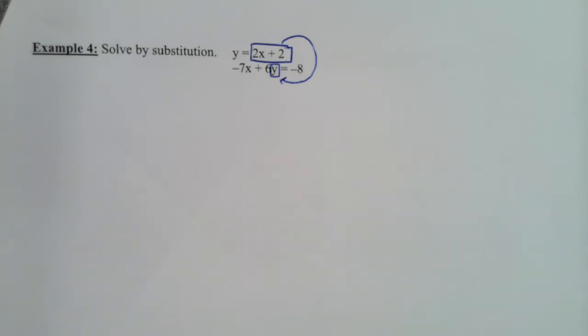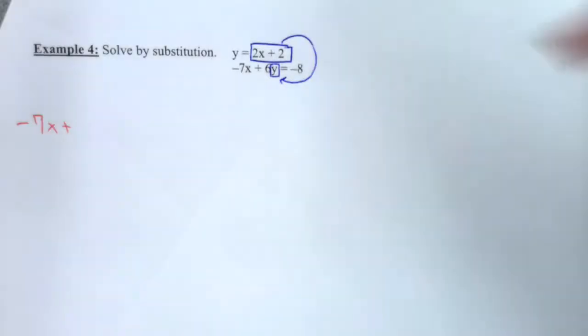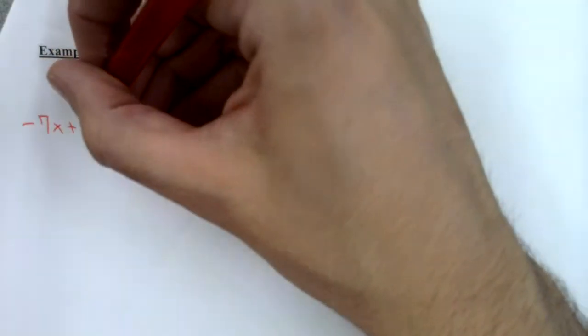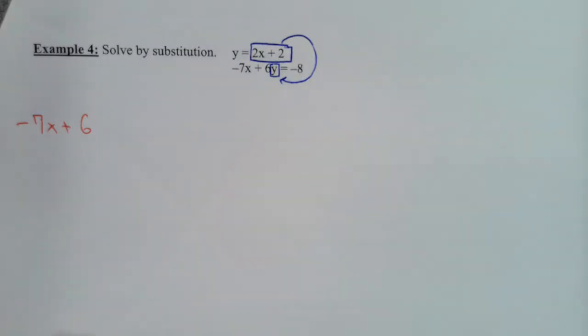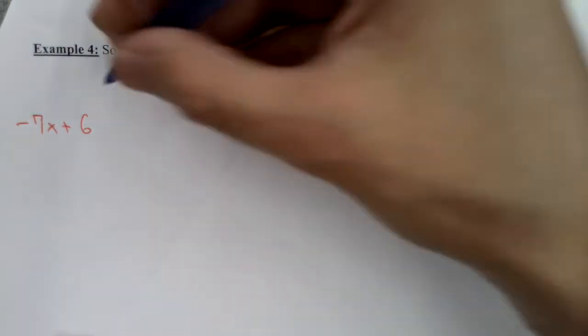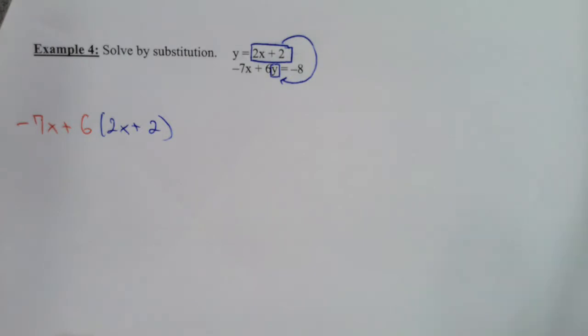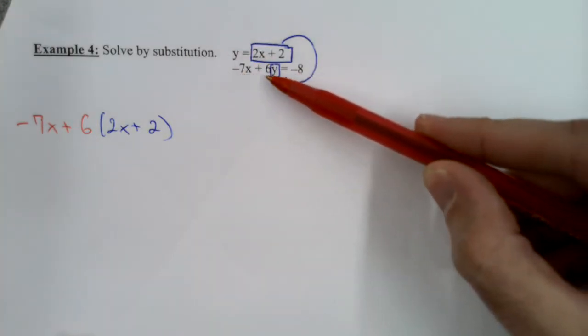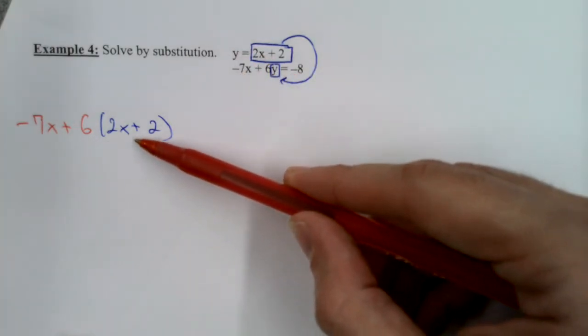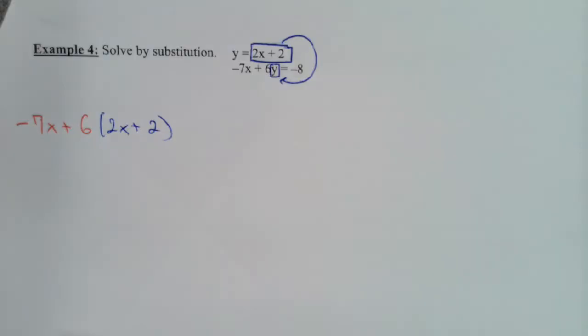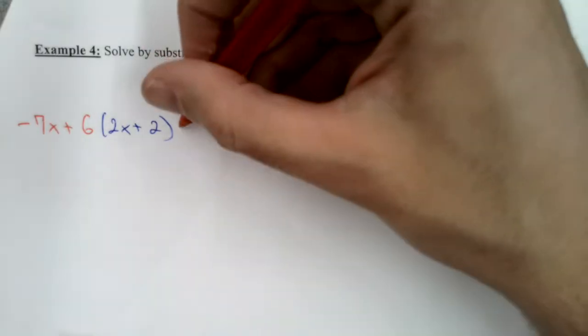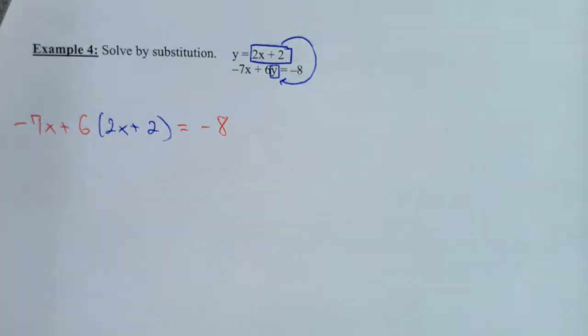All right, so this bottom equation says -7x plus 6 times y. I'm going to replace the y with 2x plus 2. Okay, so all I did was, instead of writing -7x plus 6 times y, I replaced the y with 2x plus 2. And that's equal to -8. Now solve that for x.